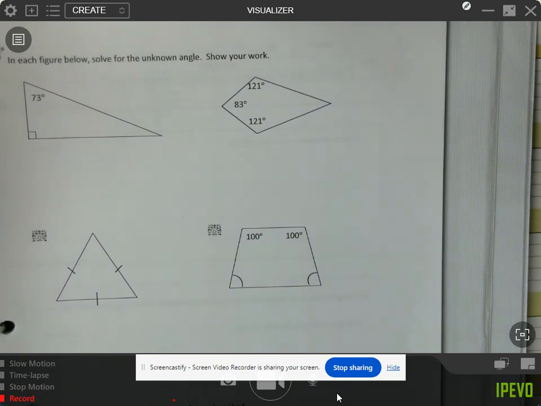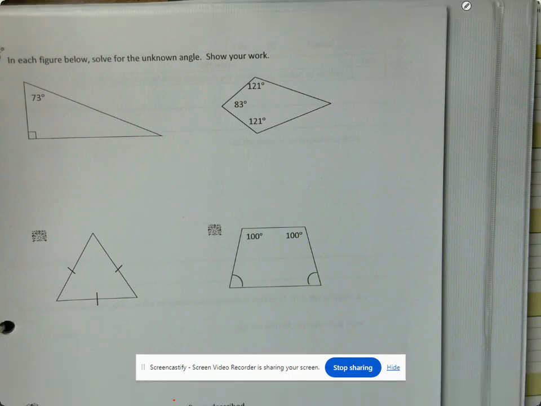Our first triangle, how can we solve for our unknown angle? I'm only given 73 degrees. How am I supposed to solve this, Fiona? That box means it's a right angle. It is 90 degrees. So what I do is I fill in the degrees I can figure out right away. If I know this is 90 degrees, then I can easily solve for my unknown. This one's a pretty basic one.